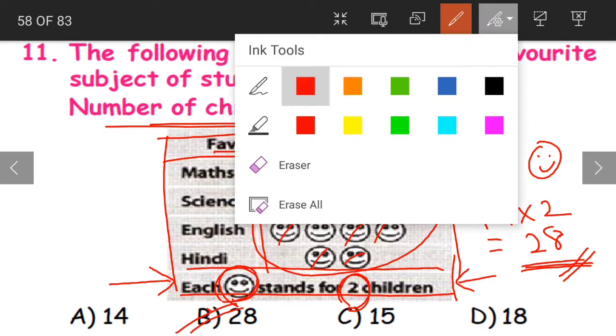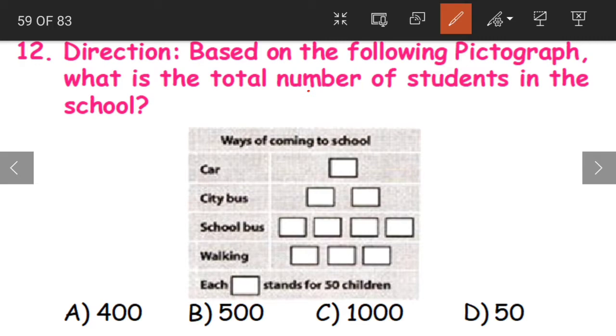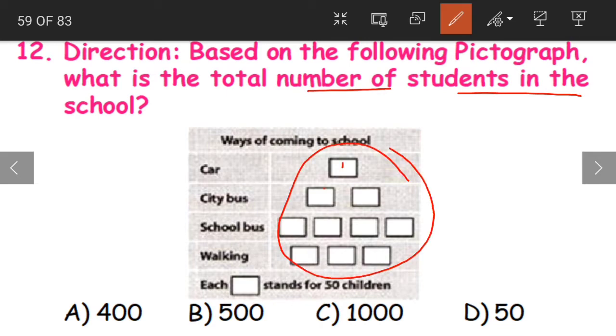28. Option B becomes our correct answer. Question 12. Now what is the total number of students here? Again, the total number of students. Count the total number of blocks. 1, 2, 3, 4, 5, 6, 7, 8, 9, 10. We are having a total of 10 blocks.